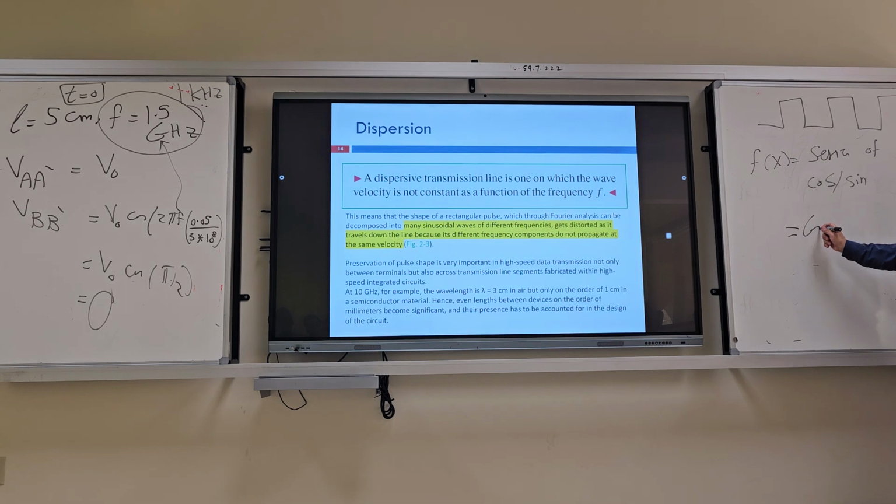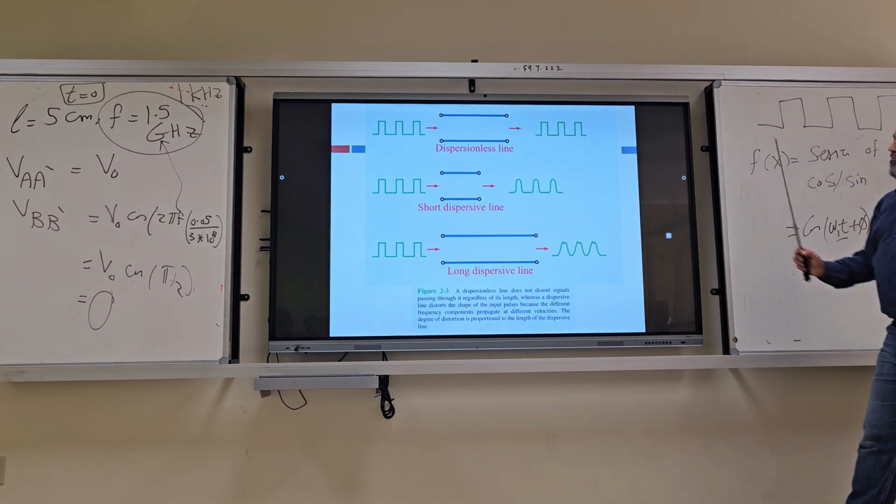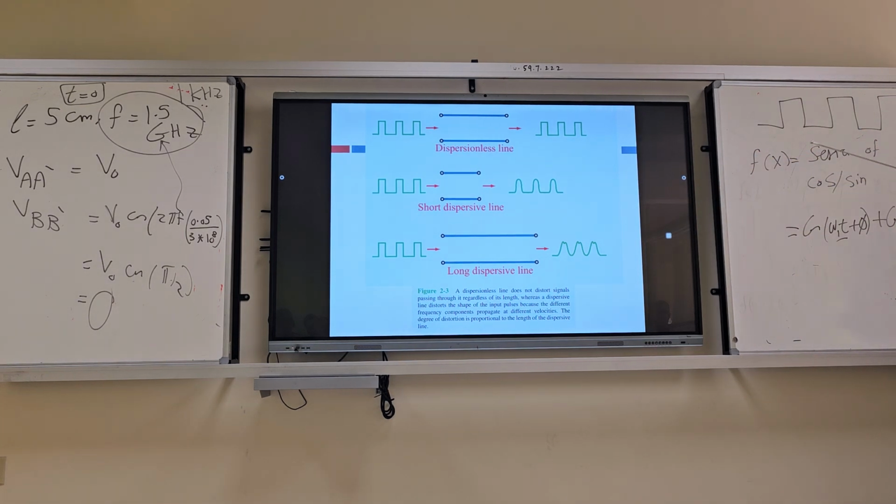You will have something like this: cosine omega 1 t plus some phase phi, plus another cosine, not omega 1, omega 2. Omega 2 means a different frequency, t plus another phase, and so on. So you have many frequencies. If all these frequencies travel with the same wave velocity, the transmission line is distortionless. If these frequencies travel with different velocity, you will have distortion. You will have this case or this case. Again, if all the frequencies travel with the same velocity, you will have this case. If they travel with different velocity, you will have the distortion case.